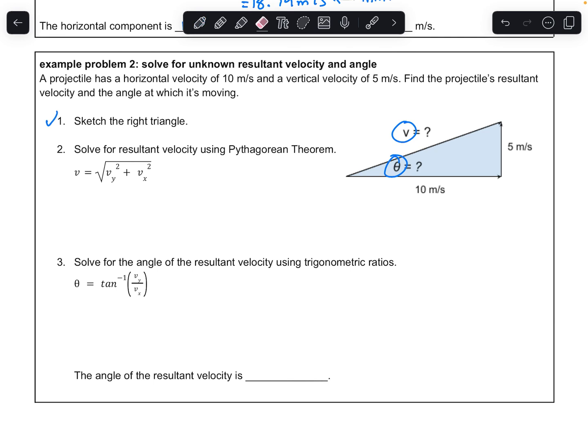Now we're going to solve for the resultant velocity. This uses the Pythagorean theorem. The resultant, or hypotenuse of this triangle, is the square root of 5 squared plus 10 squared. So square root of 125. This is not a perfect square, so I'm going to calculate this. That is about 11.18 meters per second.